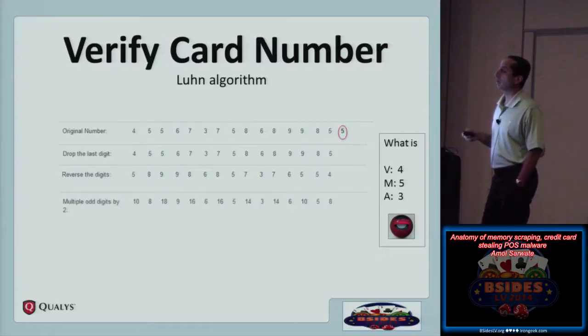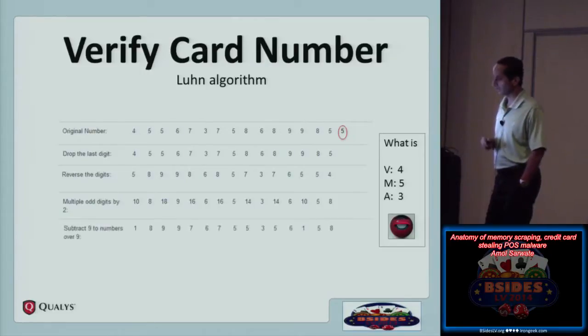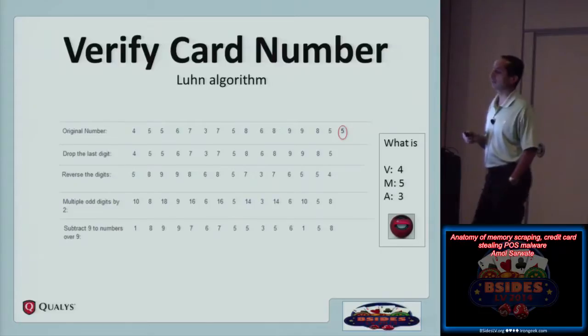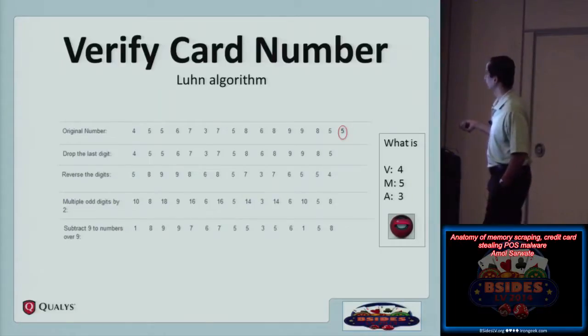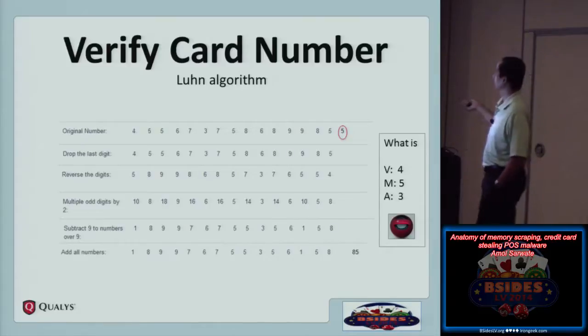Then you multiply odd digits by 2. So the first digit was 5, it got multiplied by 2, so that's 10. The second digit is kept as is, the third digit is again multiplied by 2, and you continue. Then you subtract 9 if the number is greater than 9. So 10 is greater than 9, you subtract 9, you get 1. This is not greater than 9, this is greater than 9, so you subtract 9 from it again. And you do that for all numbers. And then you add all the numbers together. And in this case you got an 85.